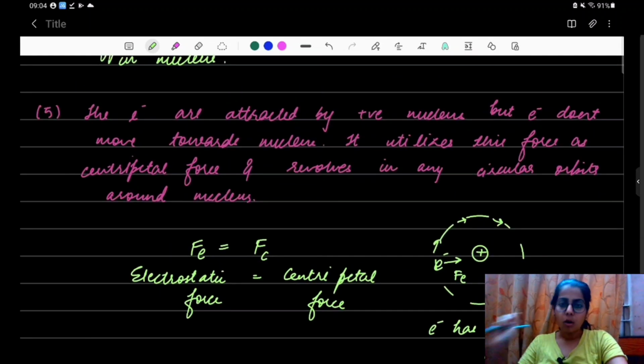The drawback of Rutherford's model is, he said that the electron utilizes this force as centripetal force. That is true. And revolves in a circular orbit. That is true. But it is not any orbit. The orbit of the electron around the nucleus is fixed. That orbit is not going to change. So this is the drawback. We'll discuss the further studies on nucleus in the subsequent class. For now, we have concluded Rutherford's nuclear model.